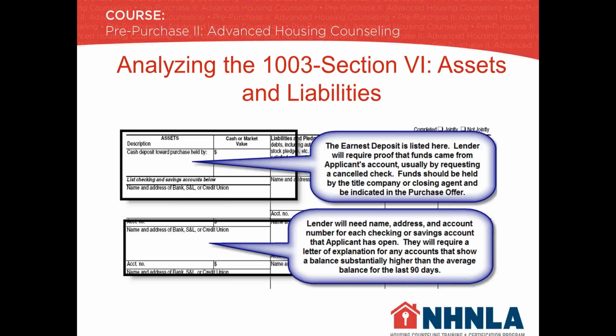And so when they're listing all the bank accounts that they have, when the lender's looking at the application, they're going to want to take a look at anything that's been significantly different in the last 90 days. So if you've had a big deposit that went in the last 90 days, the lender's going to want to know where that came from.